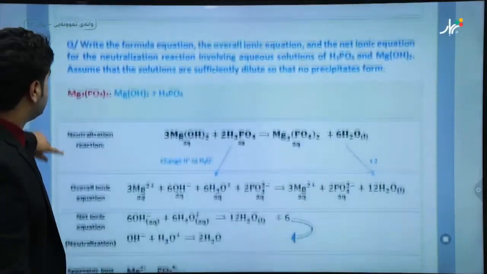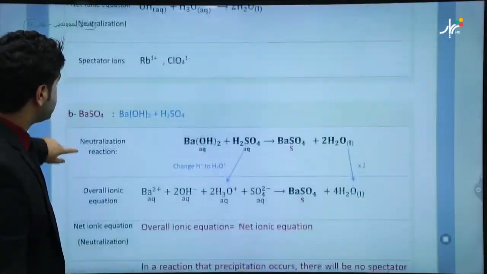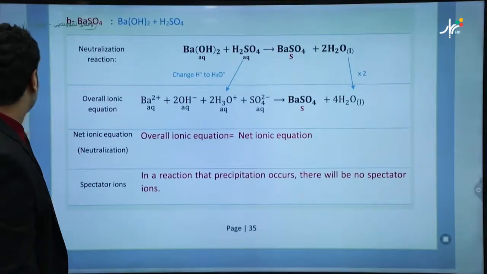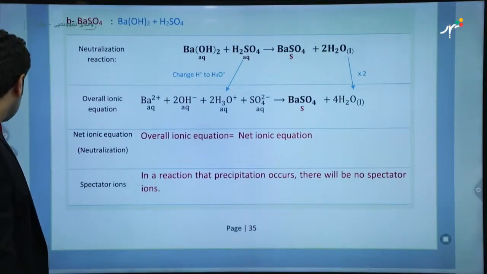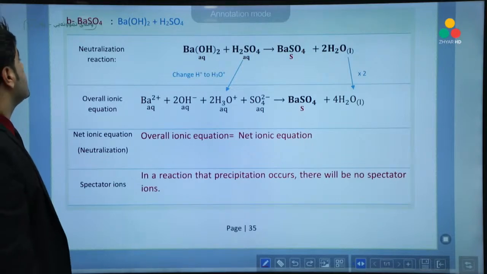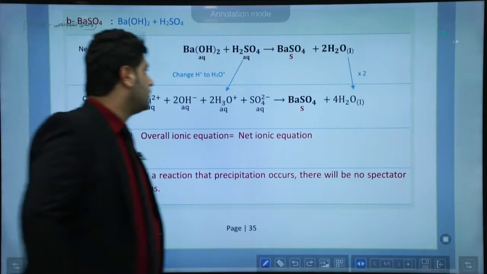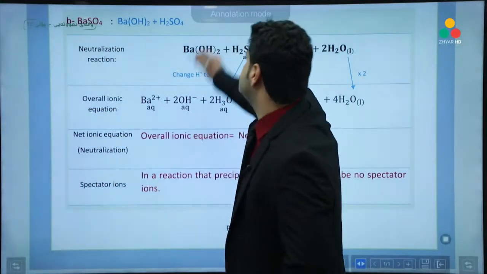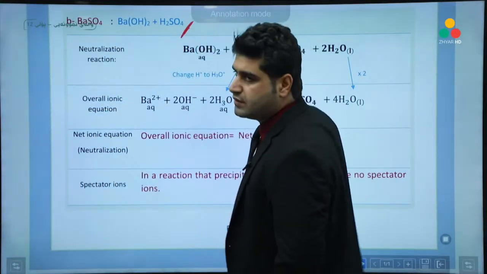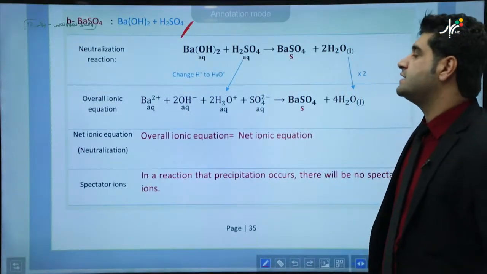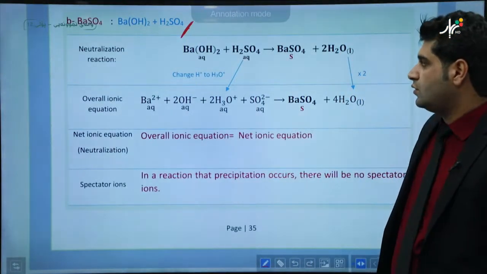I'm trying to show you an example where the salt is water insoluble. Okay, Ba(OH)2 plus H2SO4. It's important, so be aware of that reaction. Ba(OH)2 is barium hydroxide, and H2O.